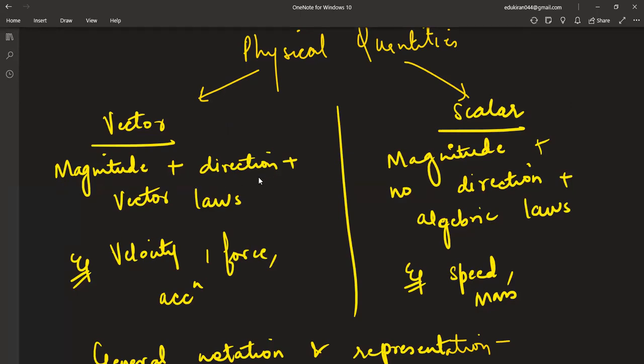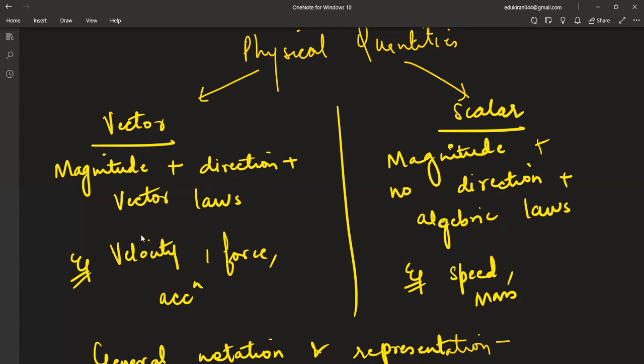They have a direction, and they obey the vector laws. We'll be studying these vector laws in detail. You have the parallelogram law, the triangle law, the polygon law. So quantities like velocity, force, acceleration, throughout we were talking, velocity is a vector quantity.